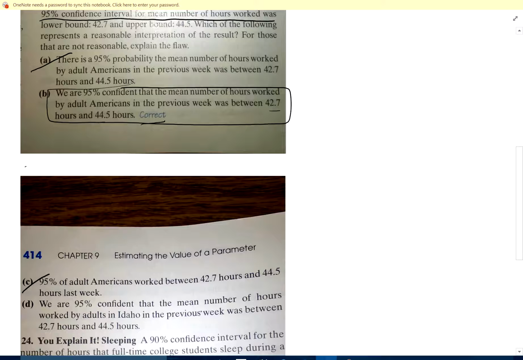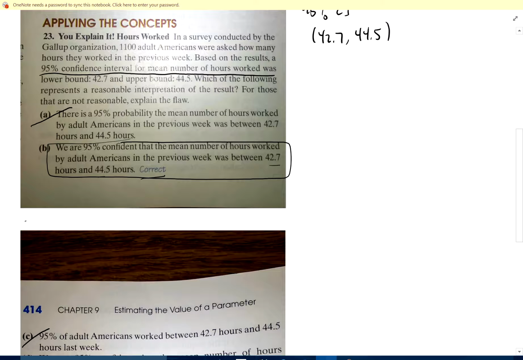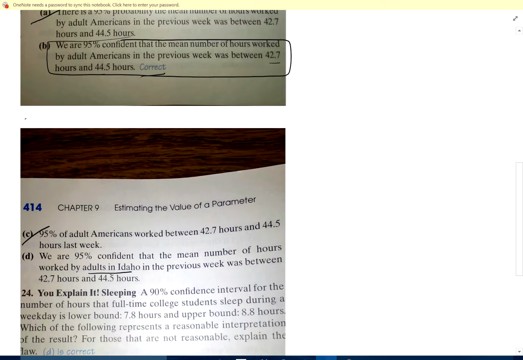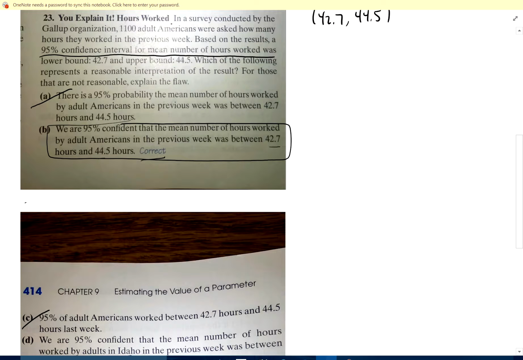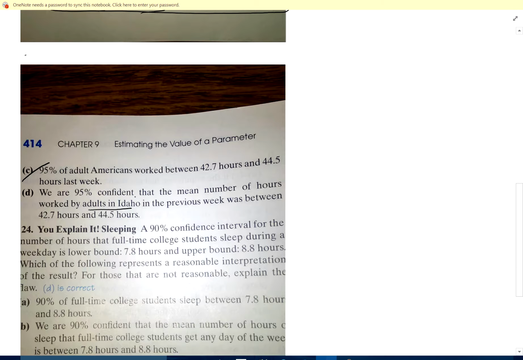D, I'm 95% confident that the mean number of hours worked by adults in Idaho the previous week was between here and here. Well, what's different between B and D? This is just adults in Idaho. Well, what's my sample for? We did a survey of 1,100 adult Americans, not just those in Idaho. If my sample were just Idahoans, then you could generalize it to Idaho people, but my sample was all Americans, period. So that means I generalize it to all America, not just Idaho people.